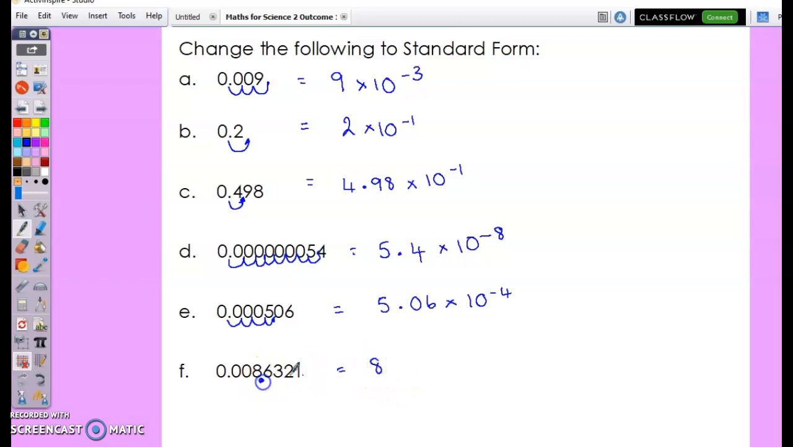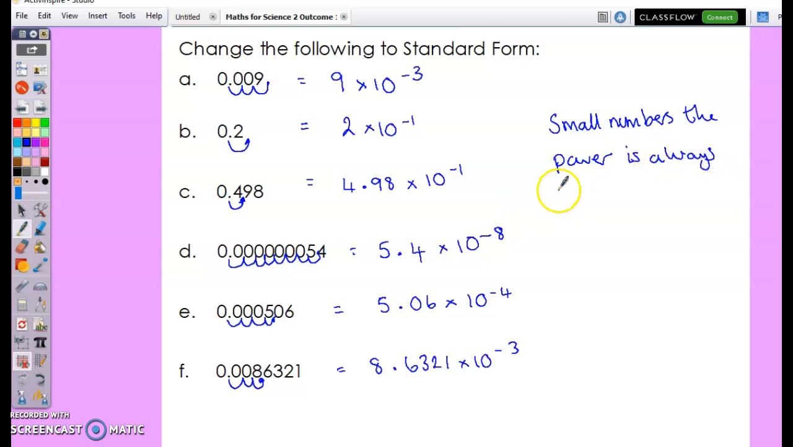Last one, I want to move my decimal point to here, so we get 8.6321 times 10 to the power of minus, I've moved that point 1, 2, 3 spaces, so we get times 10 to the minus 3. So with small numbers, the power is always the number of zeros at the start of the number.